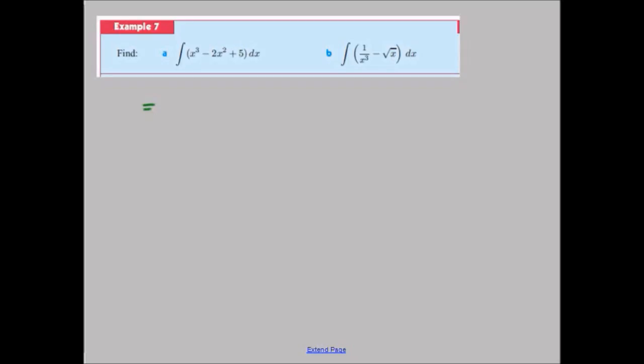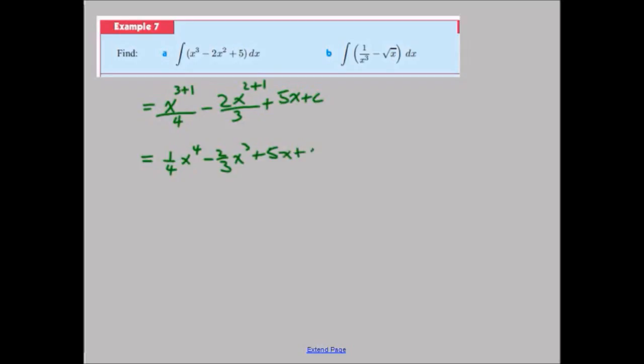This is going to be equal to x, add 1 to the exponent, divide by that bigger exponent. To x, add 1 to the exponent, divide by that bigger exponent, and add on there, and then plus c. Simplifying: 1/4 x to the power of 4, subtract 2/3 x to the power of 3 plus 5x plus c.